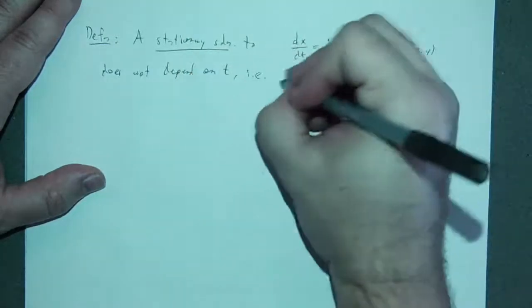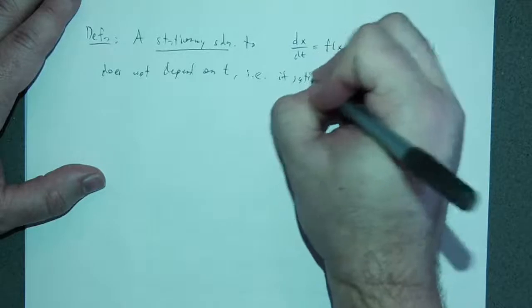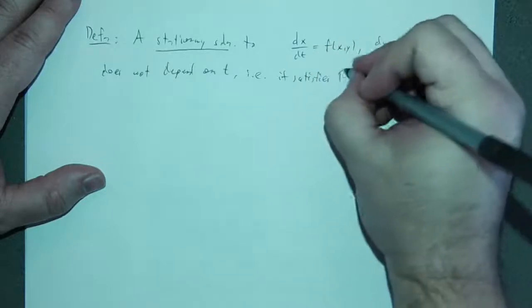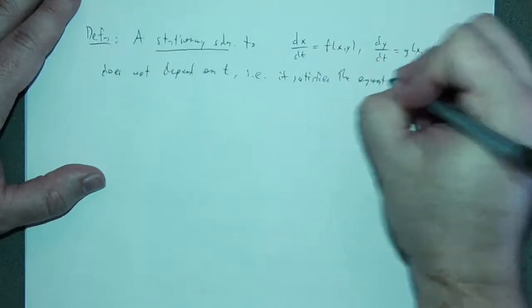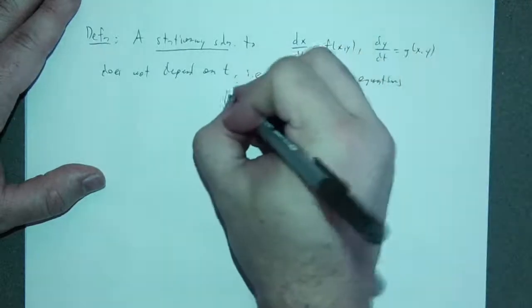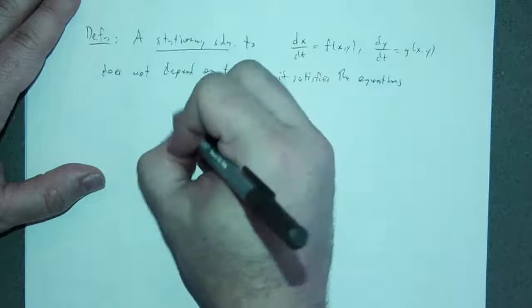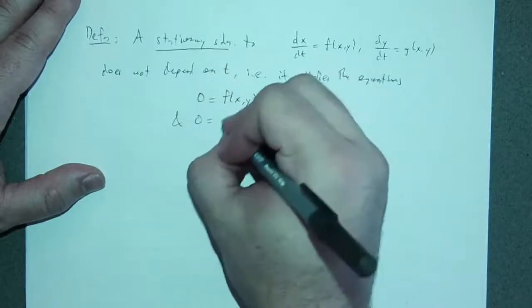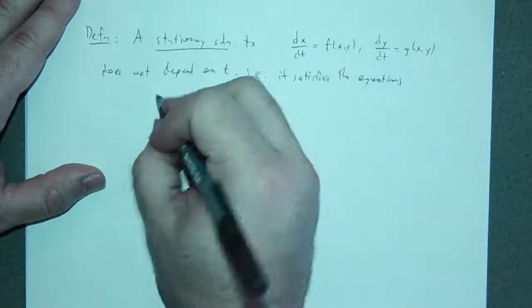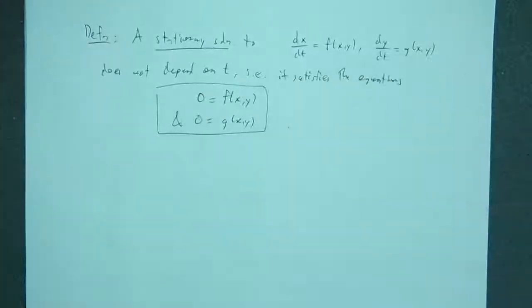I.e., it satisfies the equations f of x, y is equal to 0 and 0 is equal to g of x, y. Well, this is just the fact that it doesn't depend on t means the left-hand side of both of these things is 0. And so this is what it satisfies. Okay, so this is an algebraic system of equations.